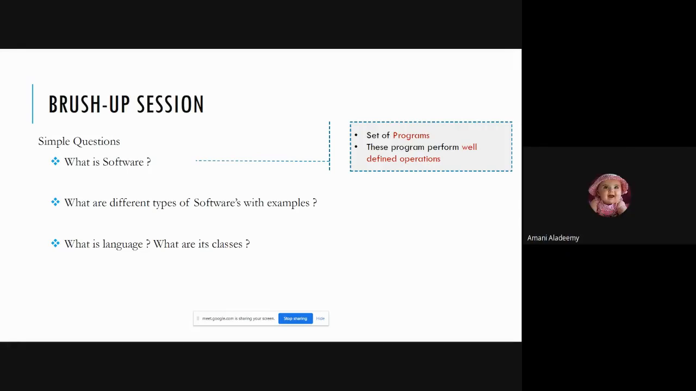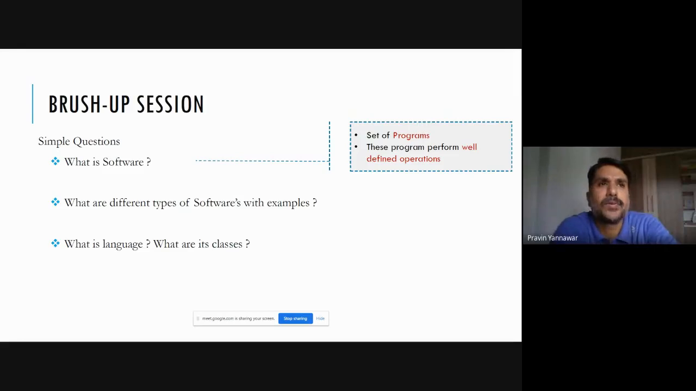Software is of two types, system software and application software. System software like the operating system comes directly when we install the operating system, and application programs are installed by the user when we need any program. Okay, so see, system software. Thank you, Amani. Please mute yourself.